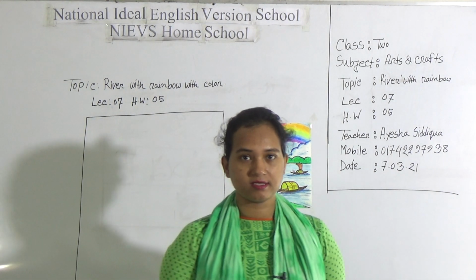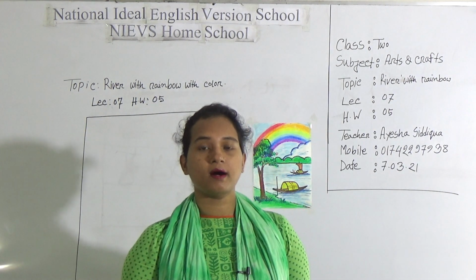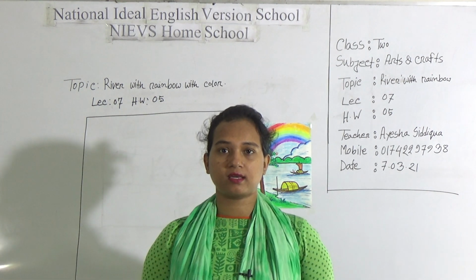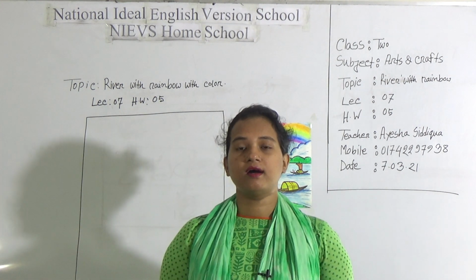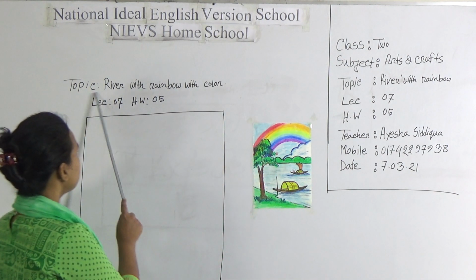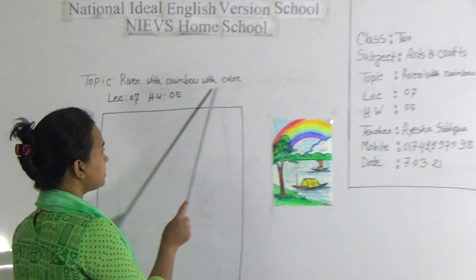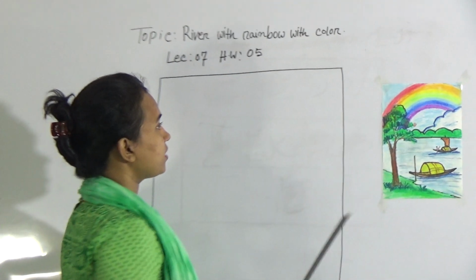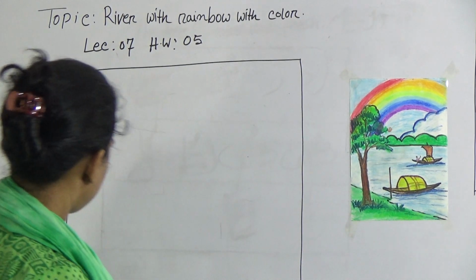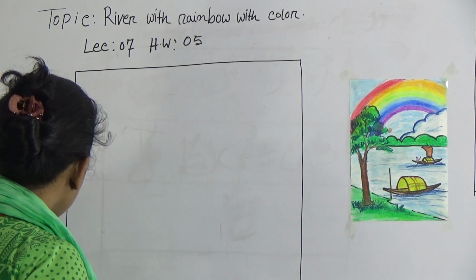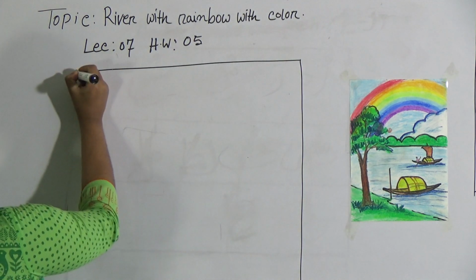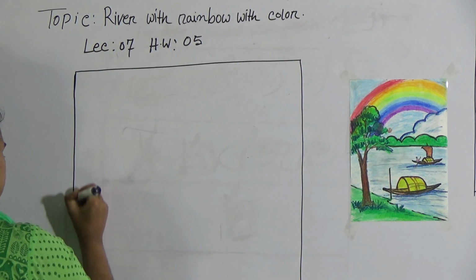This is Ayesha Siddiqua Sara, Assistant Teacher of Arts and Craft at National Ideal University School. Today I am going to take a class for class 2 and today's topic is River with Rainbow with Color. Okay, it's very easy and maybe it's also your favorite topic because all of you like to draw the rainbow.